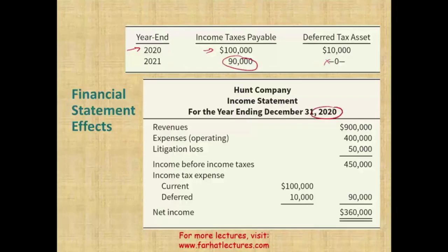For 2020, this is your income tax expense on the income statement. The current portion was 100,000 minus the increase in the deferred tax asset. Okay? In the subsequent year, it reversed. In the subsequent year, what happened? Current was 90,000. Then deferred tax asset was a plus. I added 10,000. Therefore, income tax expense was 100,000 in 2021.